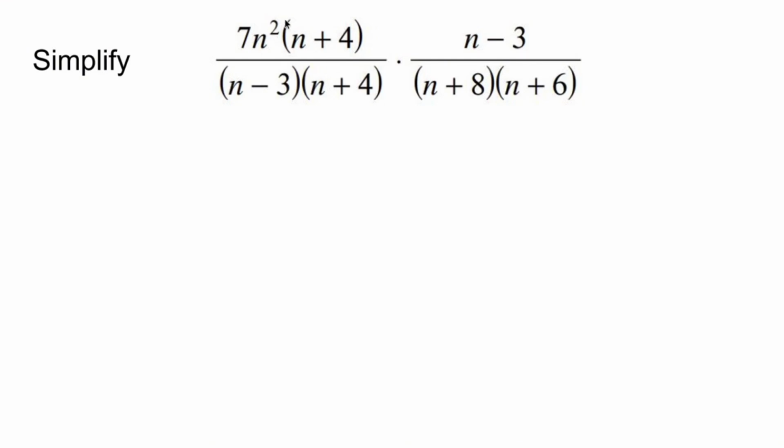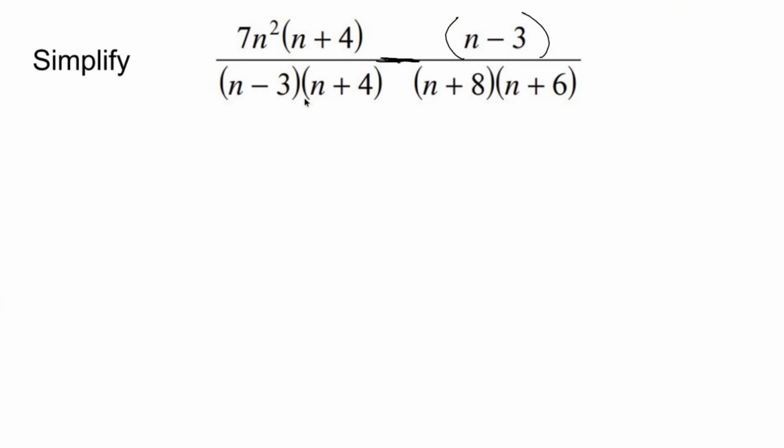Simplify 7n squared times n plus 4 over n minus 3 times n plus 4, all times n minus 3 all over n plus 8 times n plus 6. All right, so this is a friendly version of what terrible things are about to happen. When you're multiplying two fractions, basically what you're going to want to do is multiply everything together. Okay, let's wrap it in parentheses.